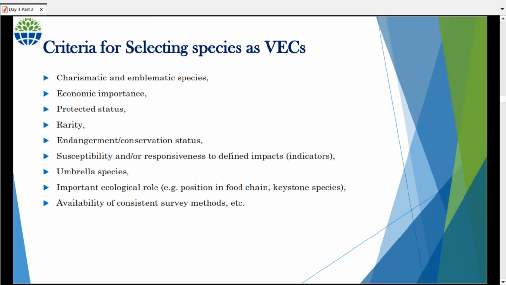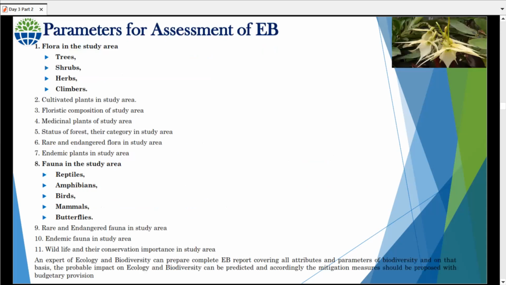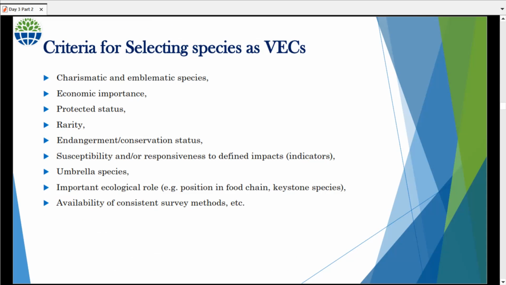The VEC, valued environmental components. In case of biological component, we need to have a charismatic, emblematic species in that area, economic importance in that area, protected status of that area, rarity, endemicity, endangerment, susceptibility or responsiveness to the defined impact indicator, umbrella species there, if any, then we have to record. Important ecological role like food chain or keystone species, if there are any. Ability of consistent survey method, if we can do it in different terrain. So on that basis, we can go for VEC.